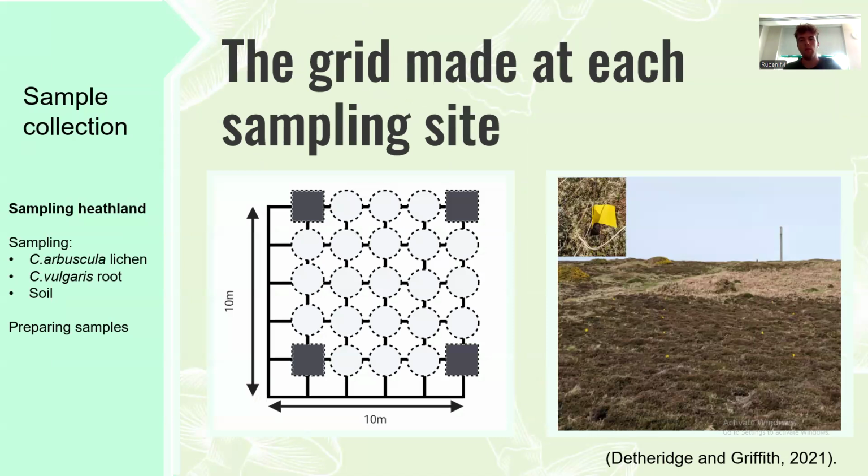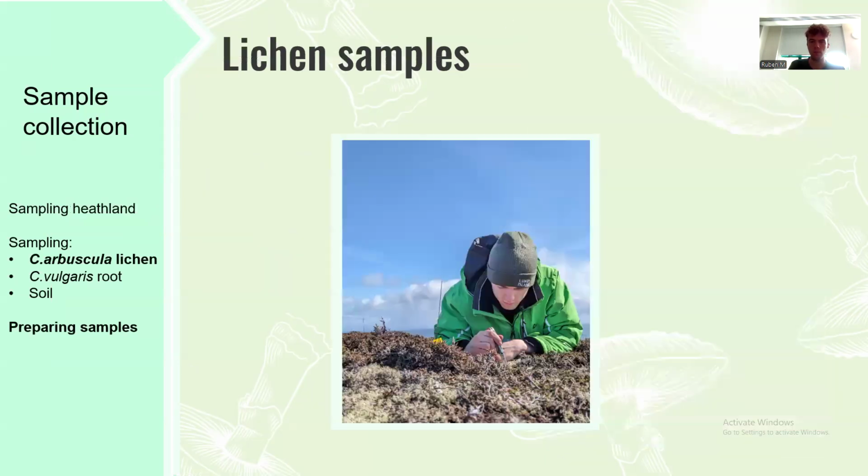Each sampling site was made up of a grid, and it's gridded like this. This is based on Natural England protocol, and there are 25 soil samples collected at each grid, 4 lichen and 4 roots. The roots and lichen samples are collected on the corner of each sampling grid. Lichen samples were 3 centimeter by 3 centimeter by 3 centimeter blocks, and they were bagged individually per sample location.